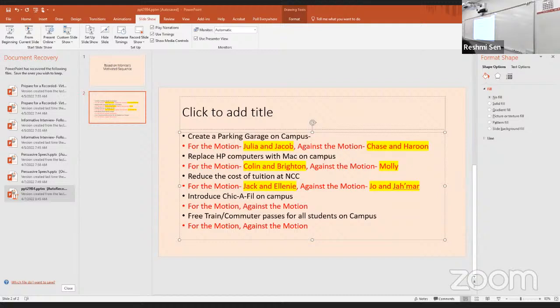I'm going with the second group right now. The second group is for the motion: we had Colin and Brighton, and then Molly is going to be against the motion. She's the only person. So, Colin and Brighton, come on. The motion was: replace HP computers with Mac on campus. I'm not a big fan of Mac.